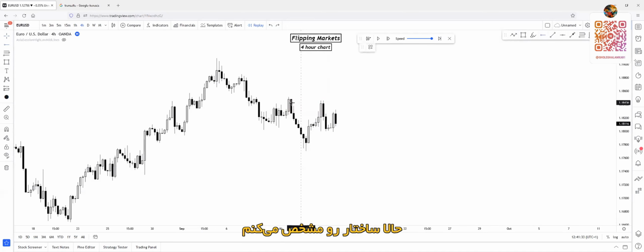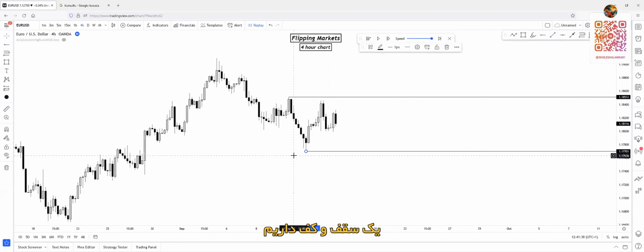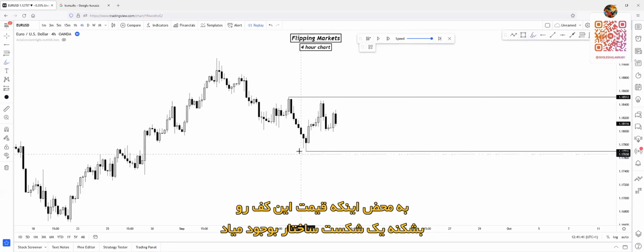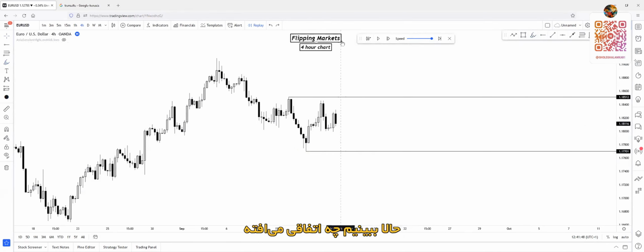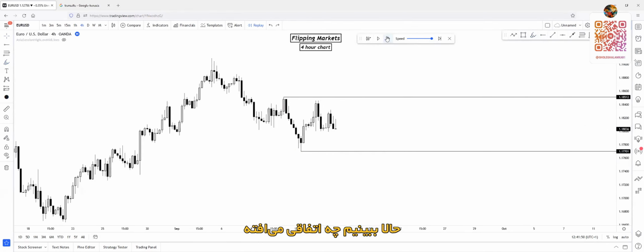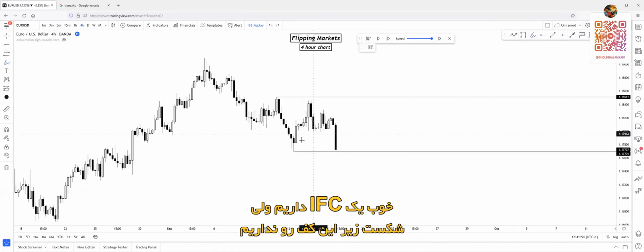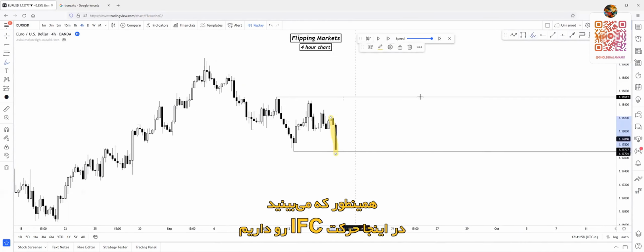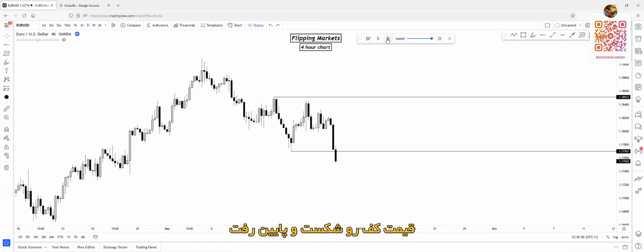So I will just mark the structure. Price is currently moving in this range. We have a high and a low. As soon as price breaks this low point, it will create a break of structure, so one of the three criteria will be fit. Okay, let's see what will happen. It's moving in the range. Okay, it created inefficient movement, but it didn't break below this low. As you can see, this is inefficient movement. Okay, it broke below the low.